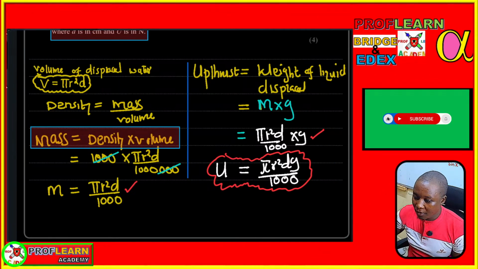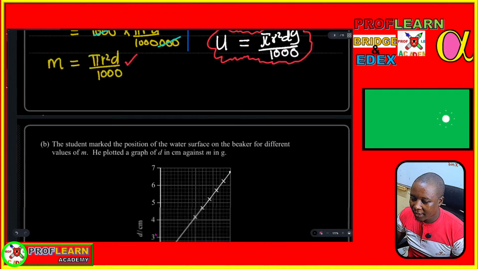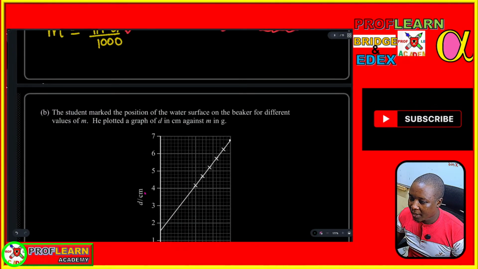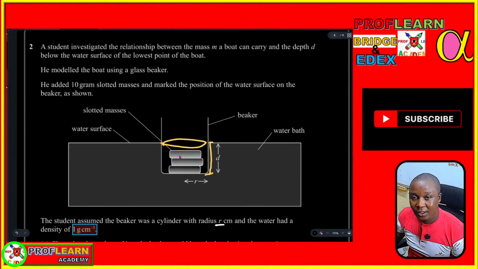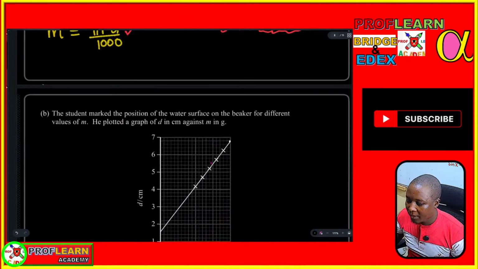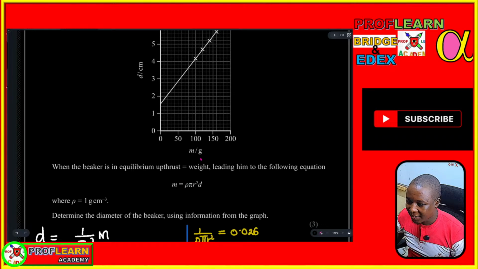All right, so moving down to the next part, let's see what was in store for us. The student marked the position of the water surface on the beaker for different values of m. So you can see different masses were added, and then the depth was recorded. Then from there, the experiment was used to draw a graph of depth against mass in grams.